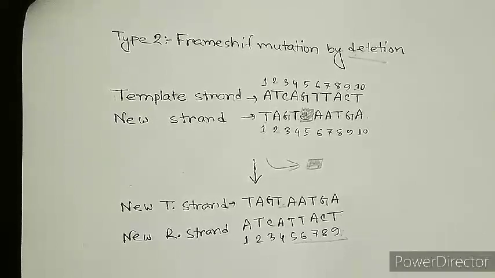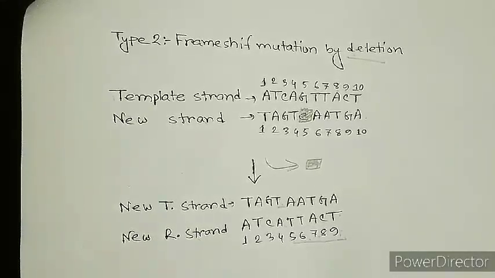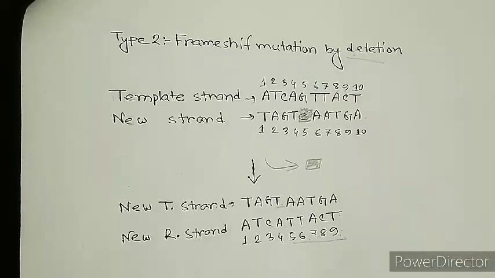This is how an intercalating agent causes frameshift mutation by addition and frameshift mutation by deletion.